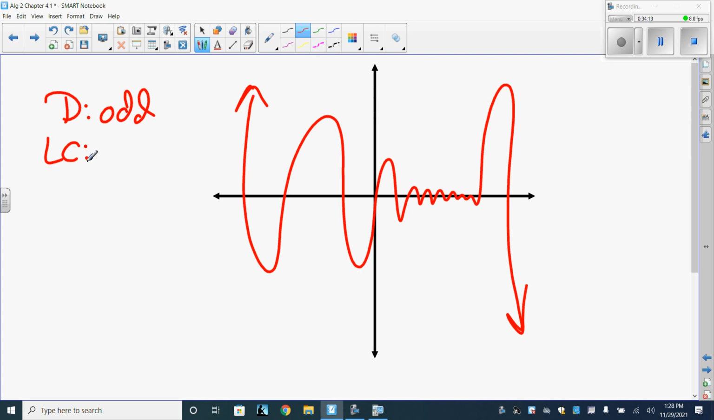Now, the leading coefficient, we can't actually say what the number is because we don't have any numbers anywhere. But what could I say about it? It is negative. Because when we look at the graph, as x becomes a smaller number, the graph is going where? Up. And as x becomes bigger, the graph is going down, which is the setup for our odd and negative.